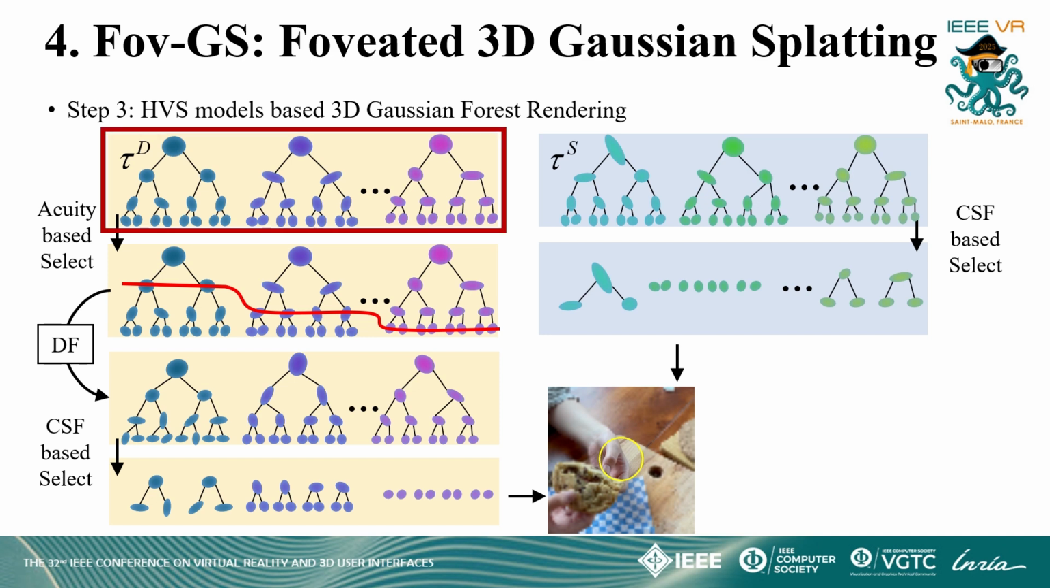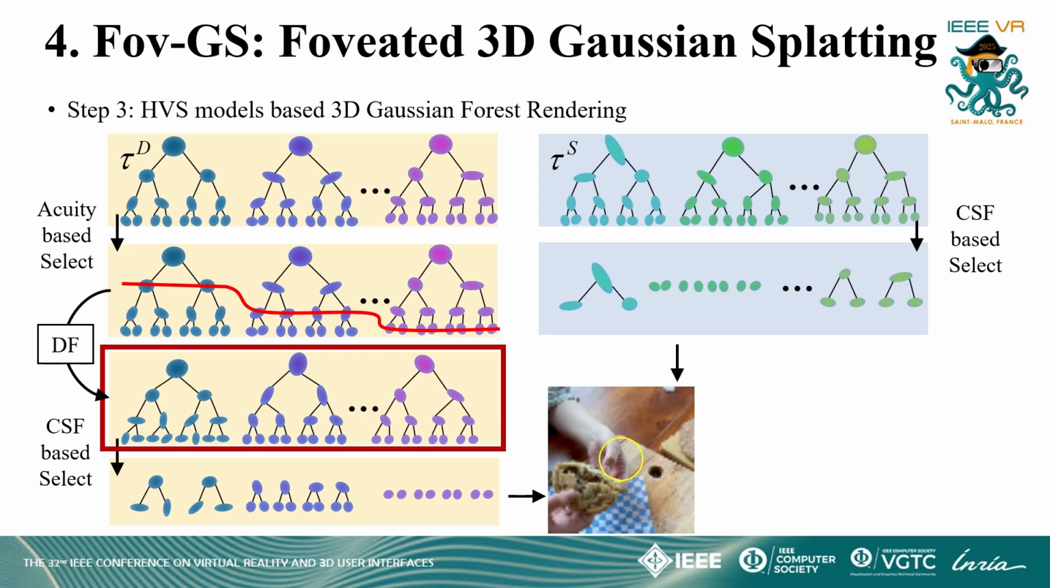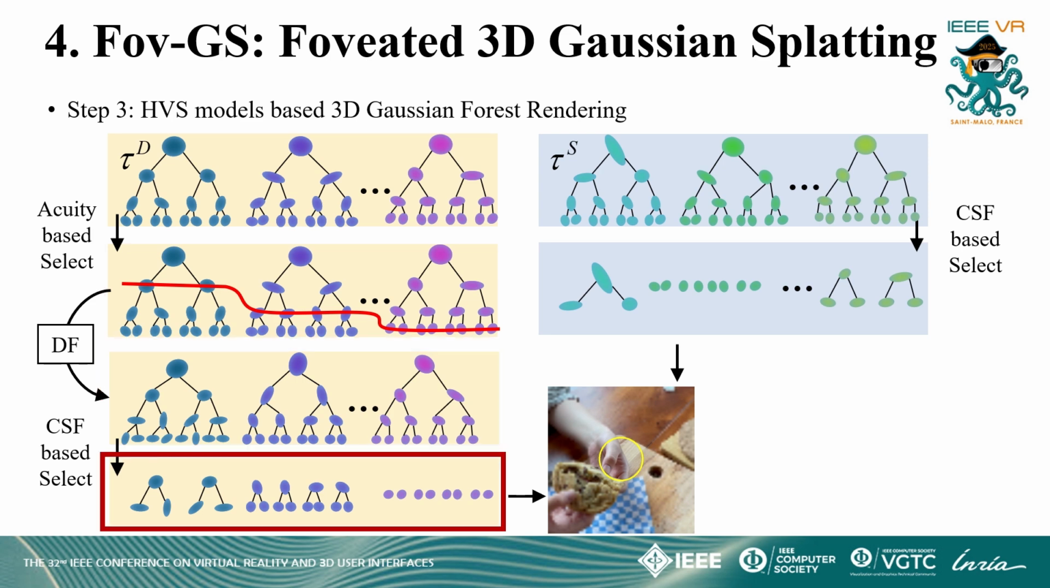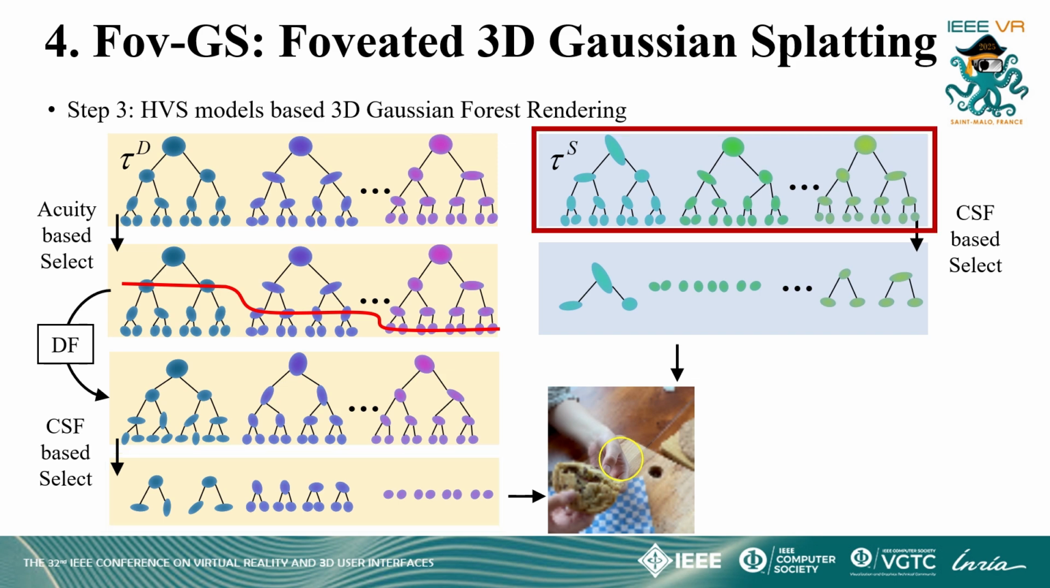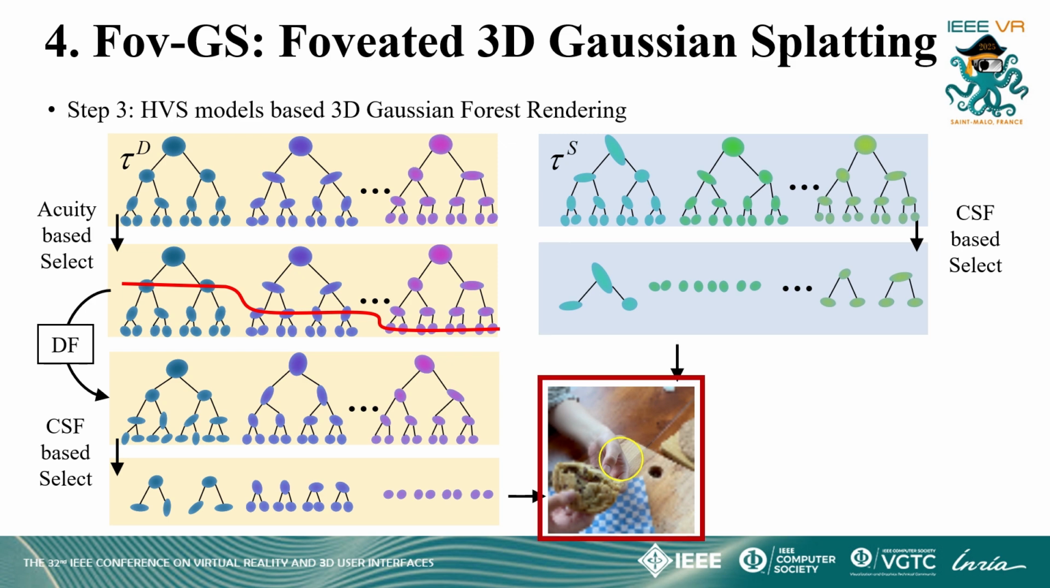For trees in the dynamic forest, we first select the Gaussian layer to be deformed based on the acuity model, and deform them, and then select the Gaussian layer to render based on the CSF model. For trees in the static forest, we directly select the Gaussian layer to render based on the CSF model. The foveated image is rendered by simultaneously rendering the selected dynamic and static Gaussians.